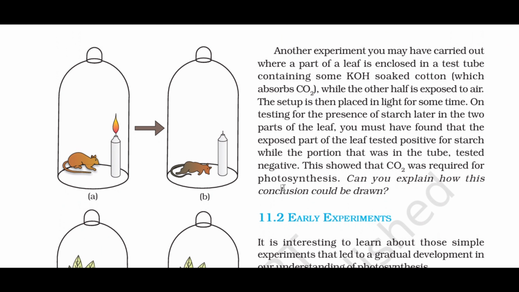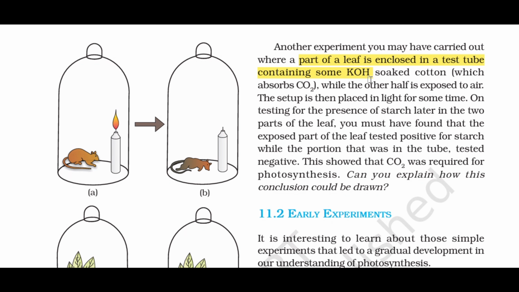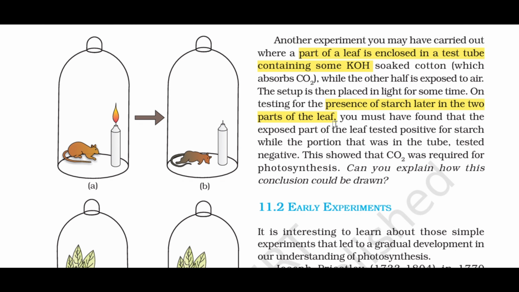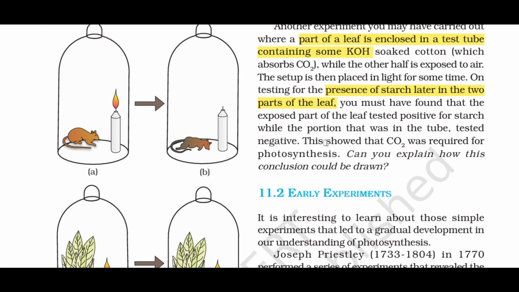Another experiment you may have carried out is where a part of a leaf is enclosed in a test tube, containing some KOH-soaked cotton, which absorbs CO2, while the other half is exposed to air. The setup is then placed in light for some time. On testing for the presence of starch later in the two parts of the leaf, you must have found that the exposed part of the leaf tested positive for starch while the portion that was in the tube tested negative. This showed that CO2 was required for photosynthesis. Can you explain how this conclusion could be drawn?